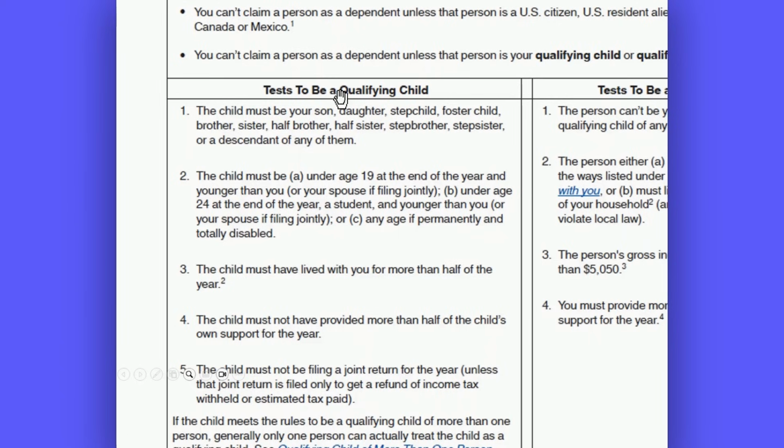Next, that child, to be a qualifying child, must have lived with you for more than half the year. And again, we don't count those temporary absences against them. The child must not have provided more than half of their own support. And the child must not be filing a joint return for the year. Again, we talked about that up there. Anybody who is filing a joint tax return for the year, you cannot claim them as a dependent, even if they are your qualifying child. And then there is that exception that if the only reason they filed that joint return was to get a refund of amounts paid in, then that's okay. So these are the tests to be a qualifying child, so you will want to know those for the exam.